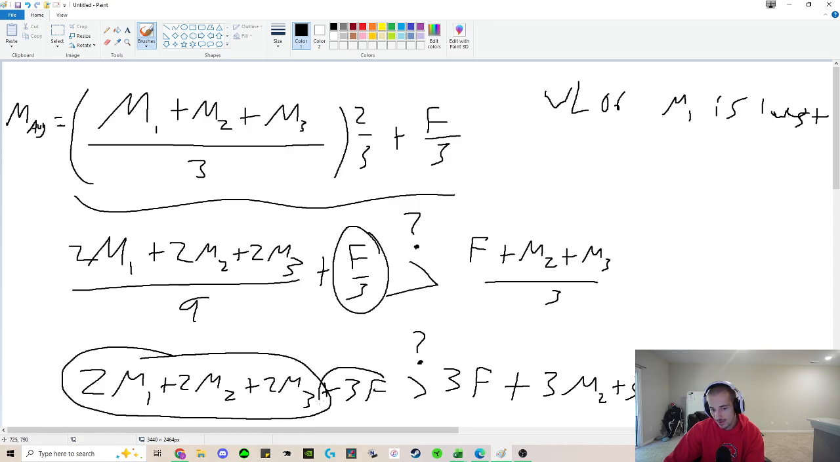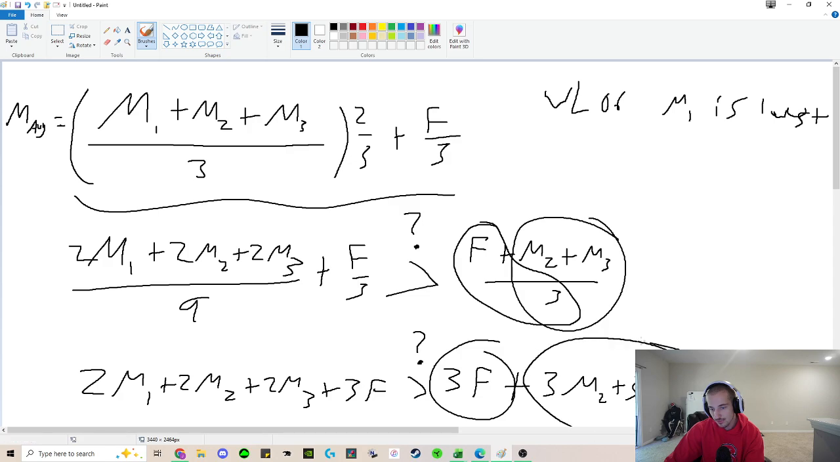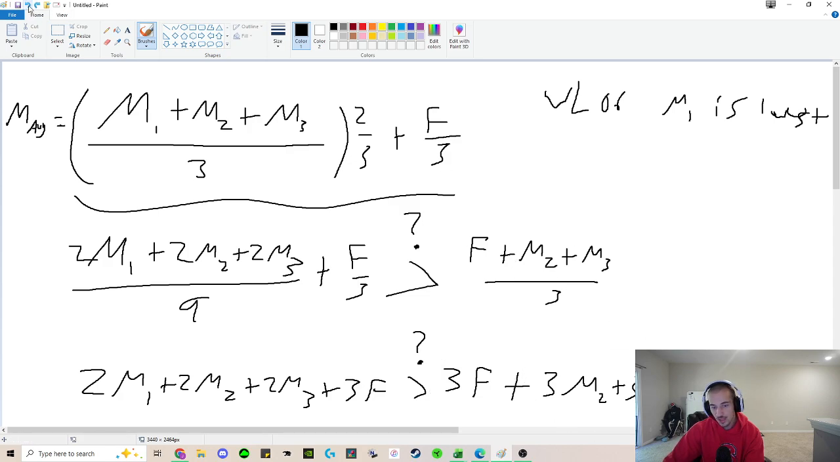Multiplying this guy by 9 will give us 3F. And then multiplying on the right side, this will give us 3F here, and then we're going to have the same thing, 3M2 plus 3M3. You notice that the finals cancel. So 3F, 3F cancel. So really, it does not matter what grade you get on your final. It only matters your midterms, right?